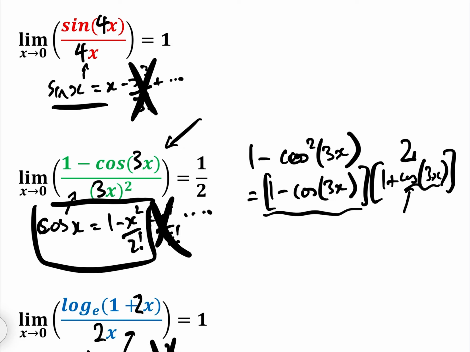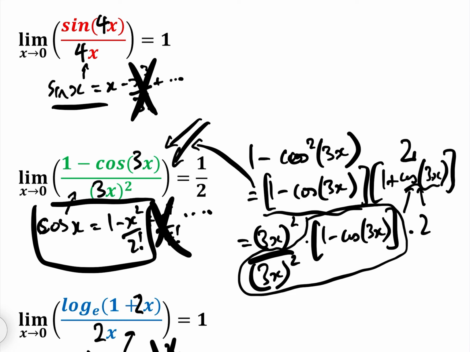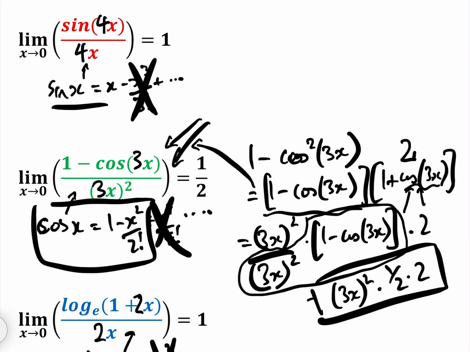So it only leaves us with this bit here, and this is almost in the right form, but what we have to do is multiply top and bottom by 3x squared. So that would be 3x squared over 3x squared times (1 minus cos 3x), times by the 2, which is that limit. And (1 minus cos 3x) over 3x squared, this bit here, by this limit here, is a half. So that will give us 3x squared times a half times 2. That's what this will become in the limit.